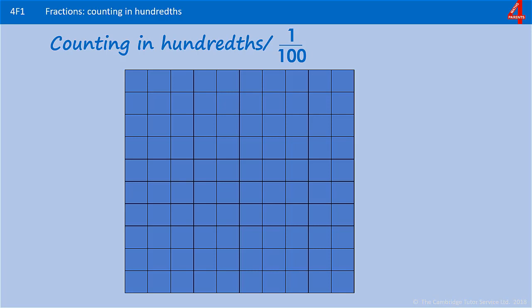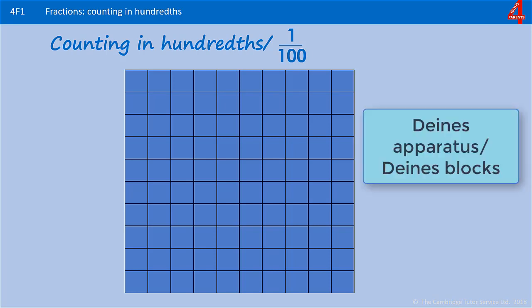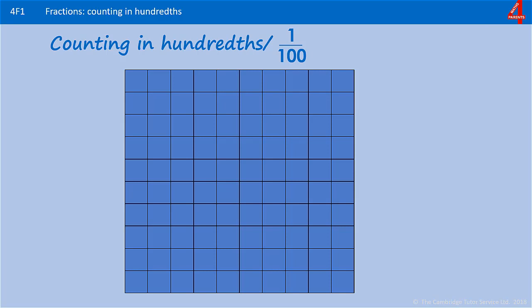Counting in hundredths is generally something children are introduced to in Year 4. What we're looking at here is something your child might be familiar with. Some schools use what's called Dienes apparatus that looks a little bit like this, where we're working with hundreds, tens and ones. This blue block has been divided into 100 smaller blocks.